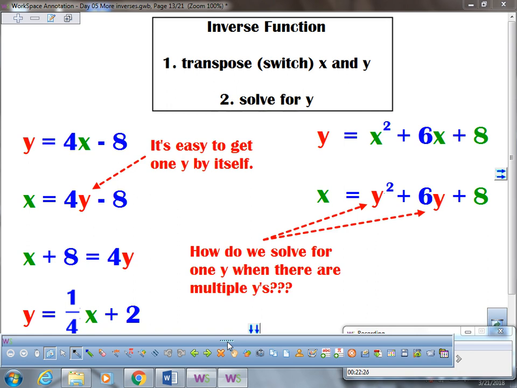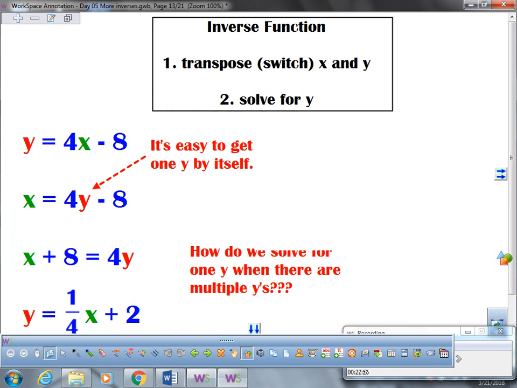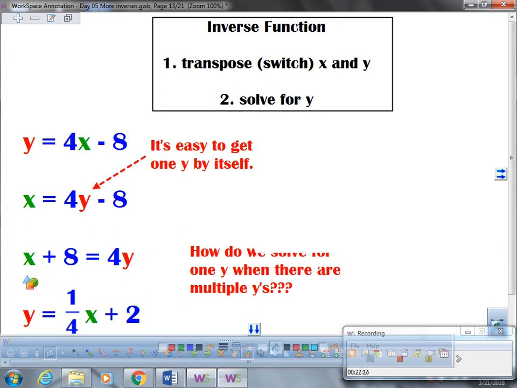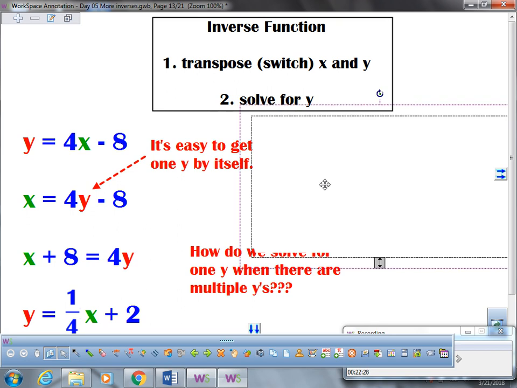So you guys already know how to do this. You've already been transposing. That's another way to find an inverse of something, correct? We transpose x and y, and we solve for y. So on this one, my next step would be add 8 to both sides. Then my next step would be divide everybody by 4. Then I get y equals 1/4 x plus 2. That's what you guys have already been doing, right? Transposing x and y. So what do I do when I have something like this?